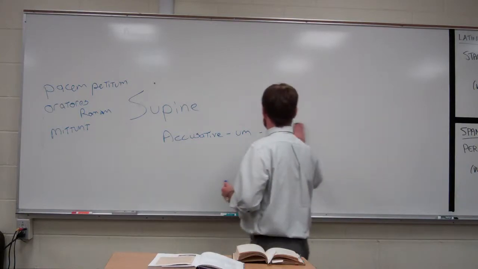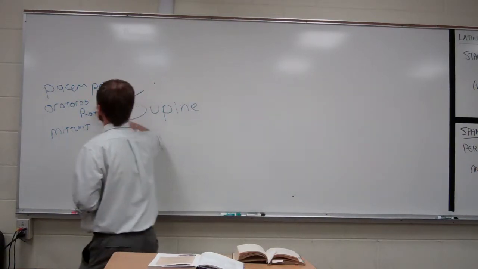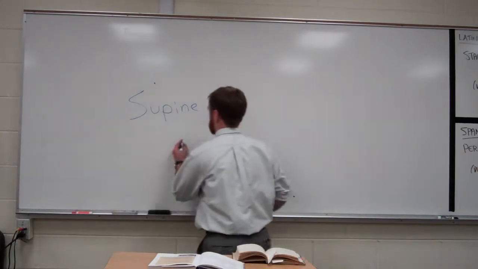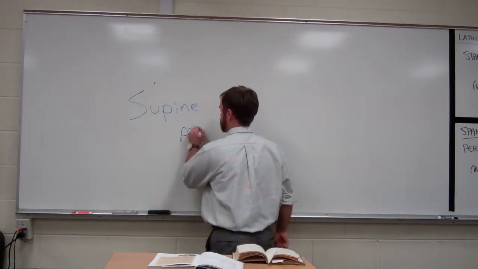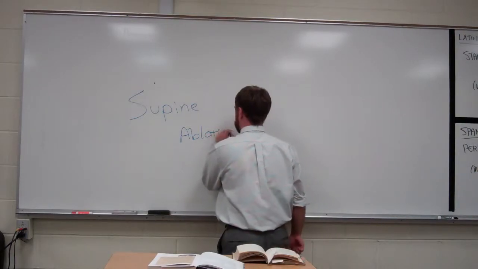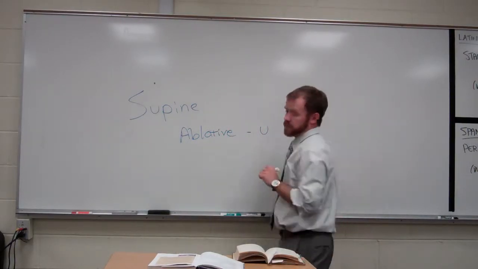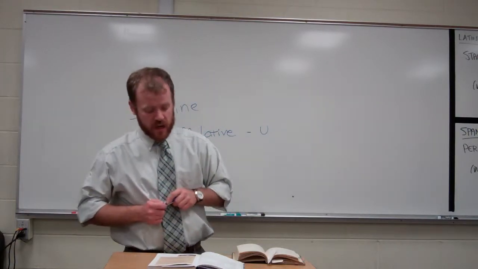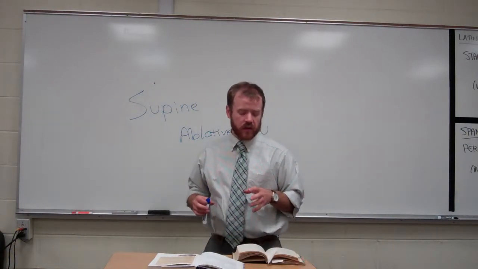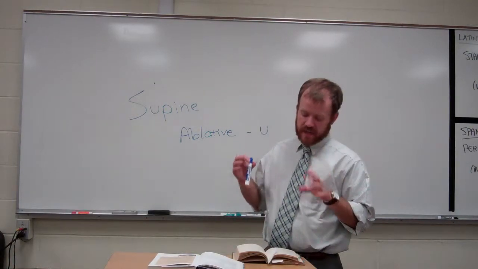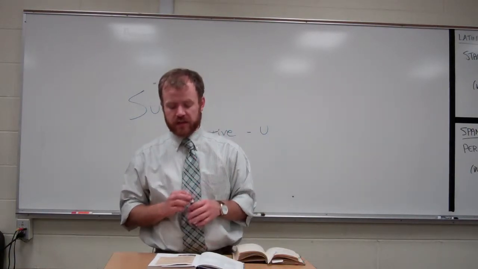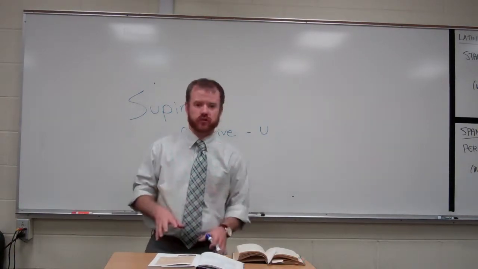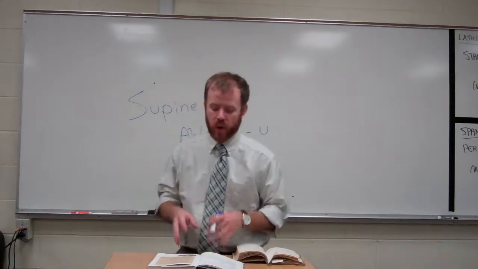The other use of the supine is with the ablative. And that is a u ending. So it looks like a fourth declension ablative. And these types of supines tell us the respect in which something is true. So how something is true, in what way something is true.